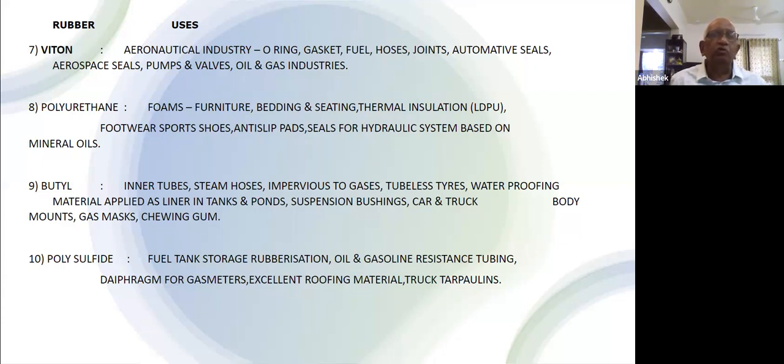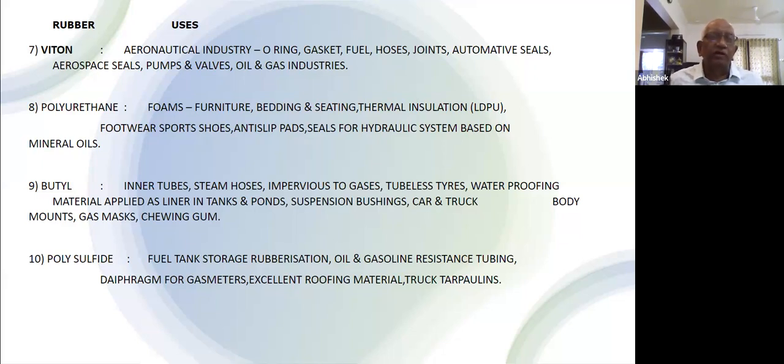All the tubes we used earlier in cycle tires, the inner tubes, are from butyl rubber. Butyl rubber, as I told you, is called IIR, isobutylene isoprene rubber. It is used in steam hoses, and because it is impervious to gases, it is used in tubeless tires, waterproofing material applied as liner in tanks and ponds, suspension bushings for cars and trucks, body mounts, and gas masks. Again, it is because it is impervious to gases. To a certain extent it is also used in chewing gum.